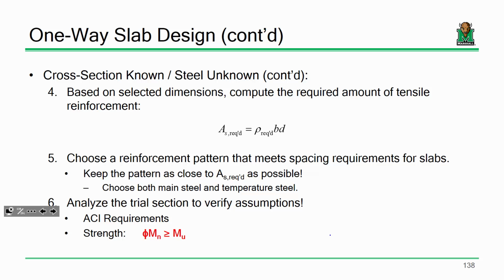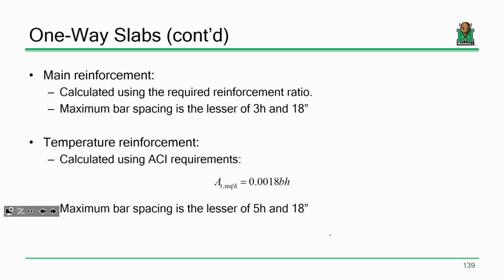Main steel, or the red bars, if you will, in that previous instance, are the rho bd. Temperature steel, pretty simple, 0.0018 BH. H, though, that wasn't a typo. That is correct. So it is 0.0018 BH. All right? It's literally plug and chug. We can take it and look it up. It's pretty simple. Now, a few rules that need to be mentioned. So main reinforcement, the bar spacing must be the minimum of 3h or 18 inches. So you'll see where that comes into play in a second.